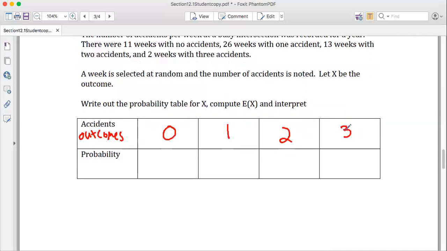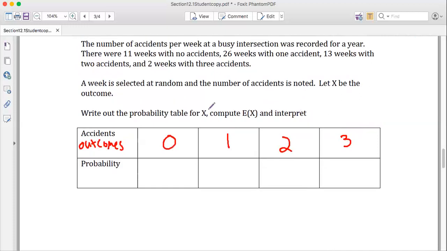The probability column talks a bit about frequency. We said there were 11 weeks with no accidents, so I'll put an 11 here. 26 weeks with 1 accident, so I'll put a 26 here. 13 weeks with 2 accidents, so I'll put a 13 here. And then 2 weeks with 3 accidents, so I'll put a 2 here in that bottom row.